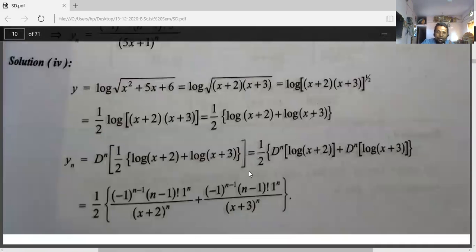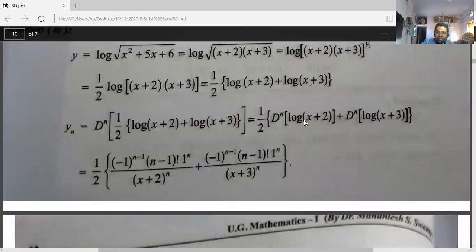Now here you see, what is the value of a? For ax plus b, a is equal to 1, b is equal to 2. Here you are getting minus 1 to the power n minus 1, n minus 1 factorial. A to the power n is there, a is equal to 1, so 1 to the power n, and (ax + b) to the power n you are writing.